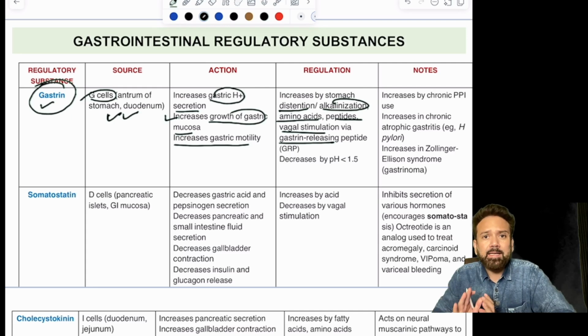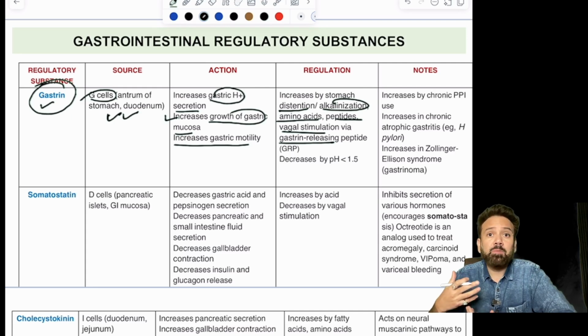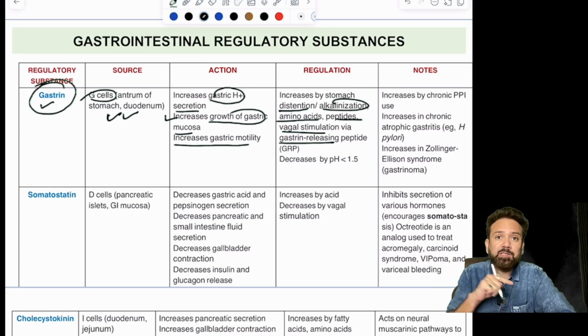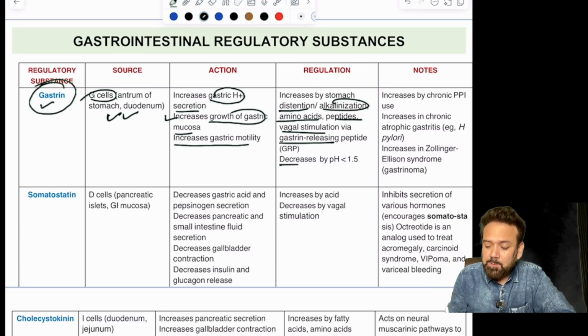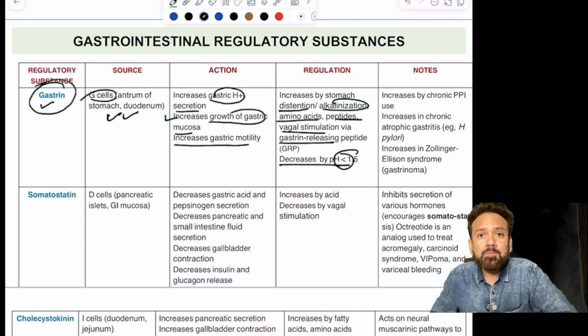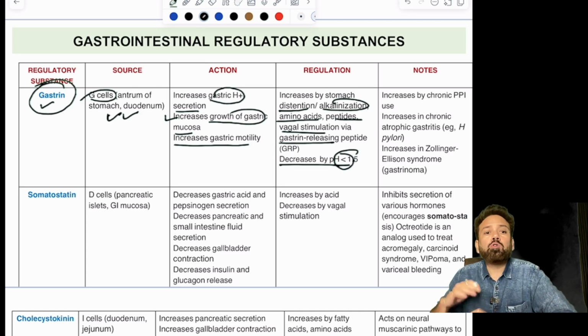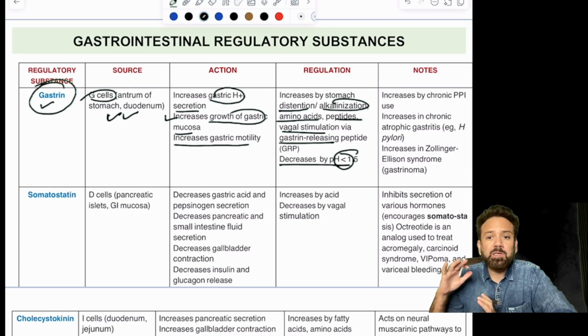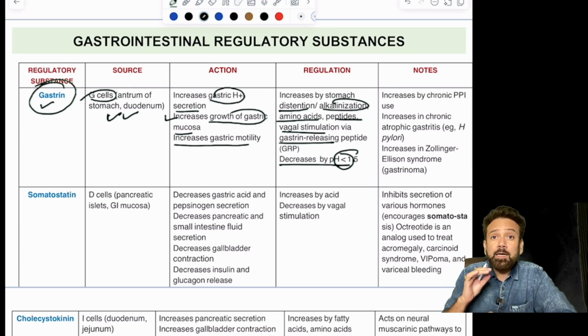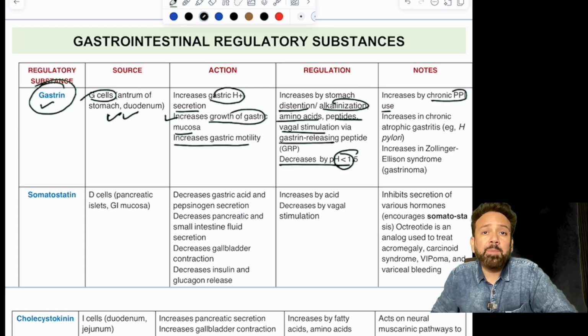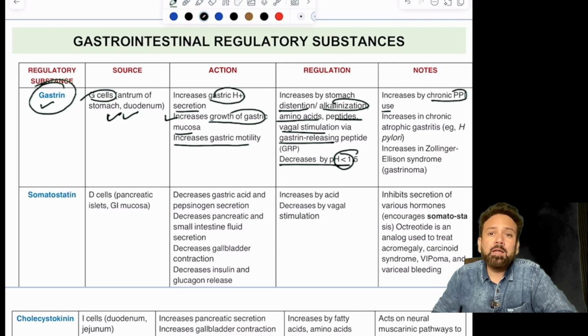So when we are relaxed, acetylcholine is released and the vagus is stimulated. The vagus will release GRP, gastrin releasing peptide, and this will release gastrin hormone. On the other hand, it is decreased by pH less than 1.5 because it is already causing acidity. So if pH is less than 1.5, automatically by the feedback mechanism, gastrin becomes low. Some important points: it can be increased by chronic PPI use, proton pump inhibitors. If someone is taking antacids like PPIs and all, automatically because of the feedback, it will increase.